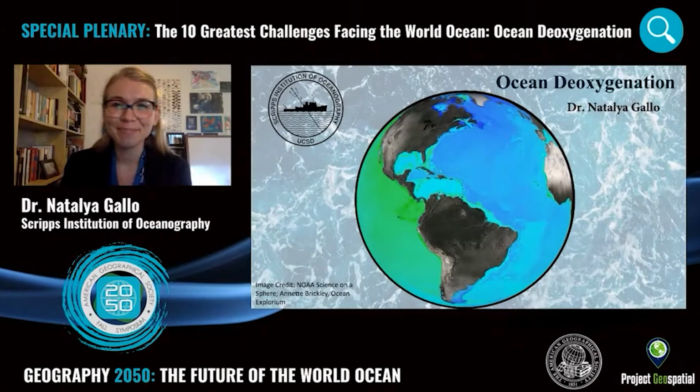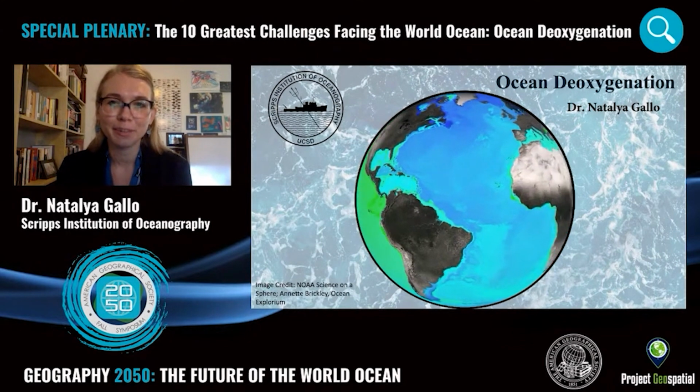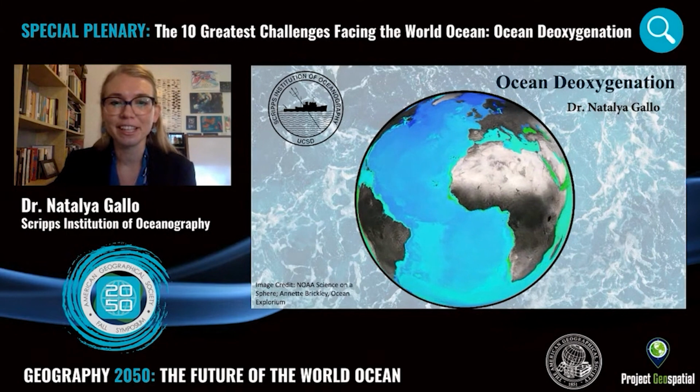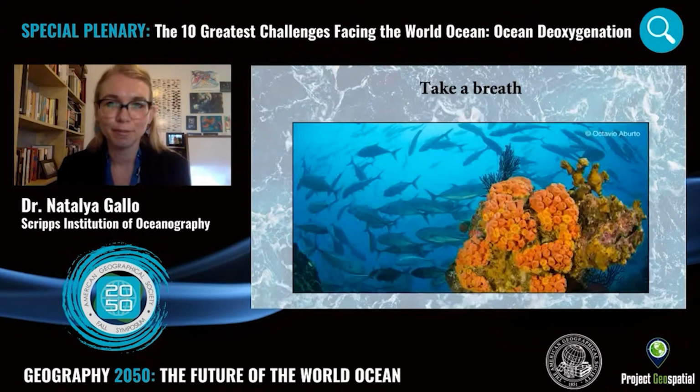Thank you very much, Dr. Gallo. Hello, my name is Natalia Gallo, and I'm a postdoctoral researcher at the Scripps Institution of Oceanography. Today I want to talk to you about why the ocean is losing oxygen and what you can do about it. But first, let's pause and look at this beautiful photograph of a healthy marine ecosystem. Now take a deep inhale. What's happening in your body is that your bloodstream is now carrying new oxygen to all the cells in your body, fueling them and allowing them to perform their essential functions that keep you healthy.